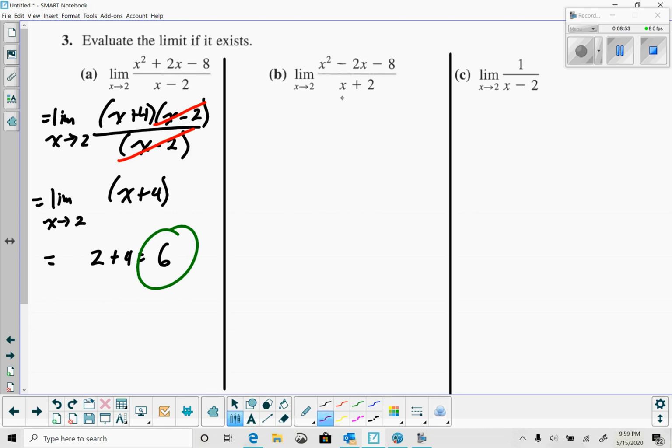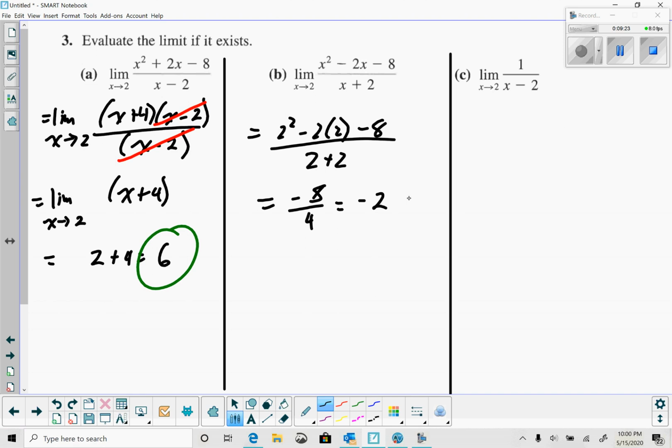Over here, if we substitute, we're not going to get a denominator of 0. So we can go straight to the substitution on this one. So we'll take 2 squared minus 2 times 2 minus 8, all divided by 2 plus 2. Well, our lovely numerator there is -8. Our denominator is 4. The limit of this function is -2.